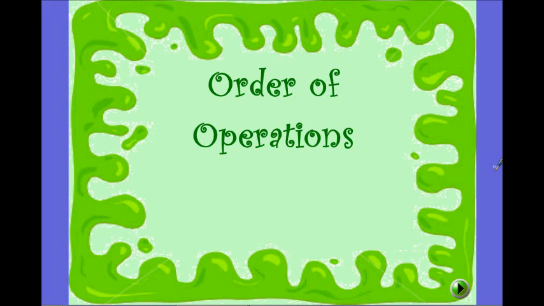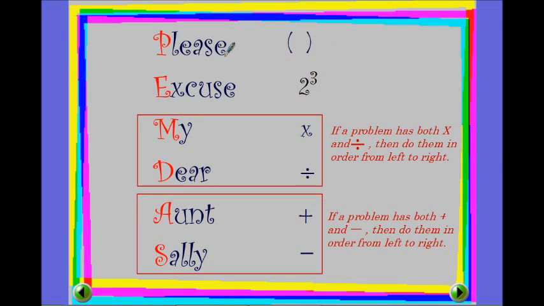Alright, today we're going to talk about order of operations. Let's just go ahead and get started. So as always, order of operations: please excuse my dear Aunt Sally. That's our acronym for how we remember it. So P stands for parentheses, E exponents, M multiplication, D division, A addition, S subtraction.